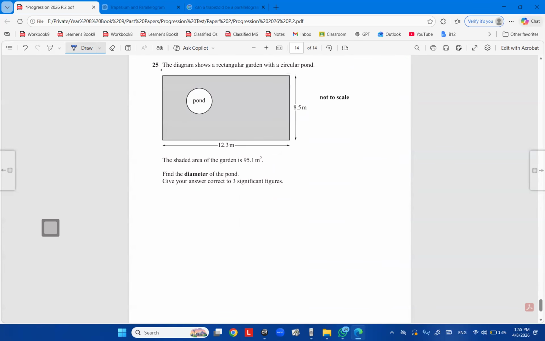The last question over here, question 25. The diagram shows a rectangular garden with a circular pond. It says that the shaded area of the garden is 95.1. So the area of the big rectangle minus the area of the pond equals 95.1. What is the area of the big rectangle?